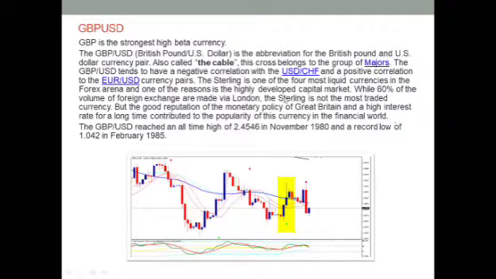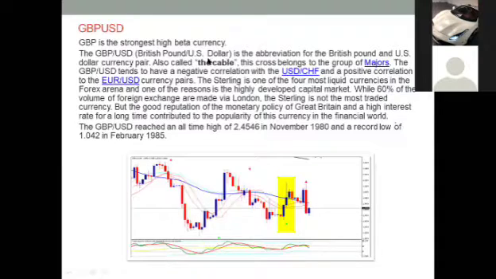GBP is the strongest iBeta currency. If any of you study GBP, you would notice how far and how fast the sterling moves. The GBP is a currency that can move over 100 pips back and forth in just one session. It is the strongest iBeta currency. It is also called the cable. I don't know if some of you know GBP is called the cable.